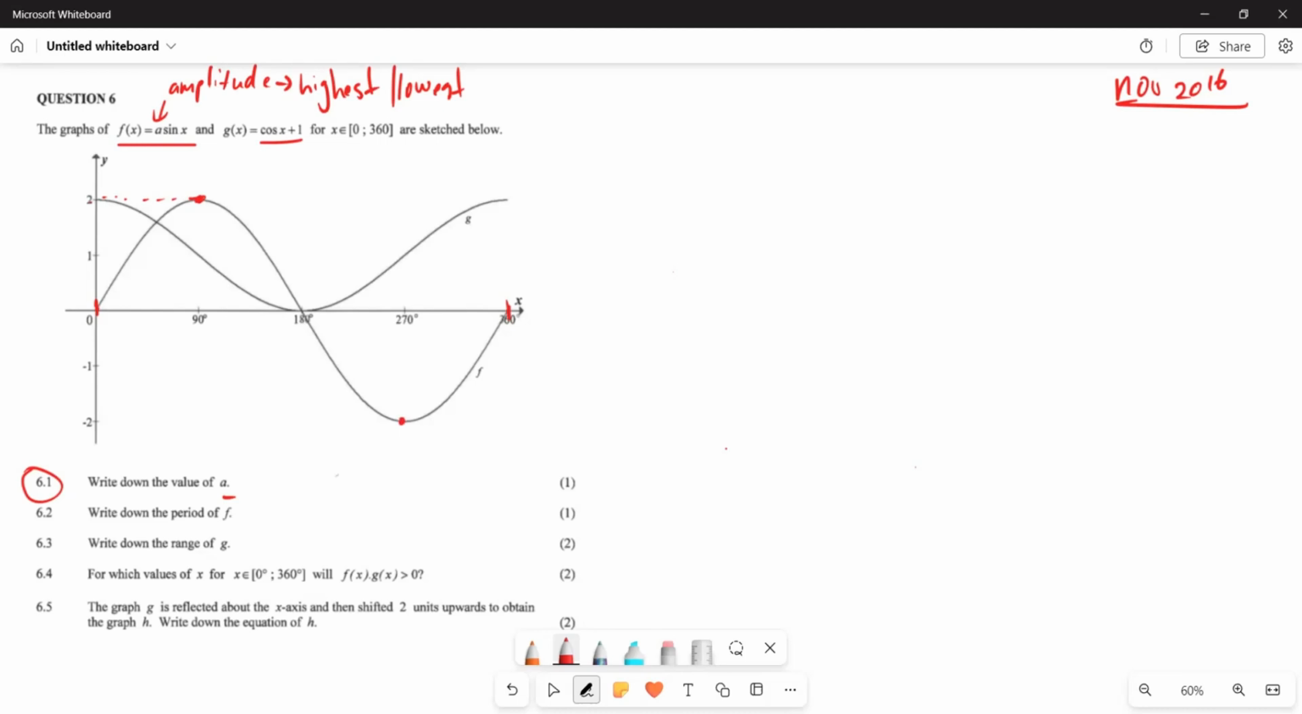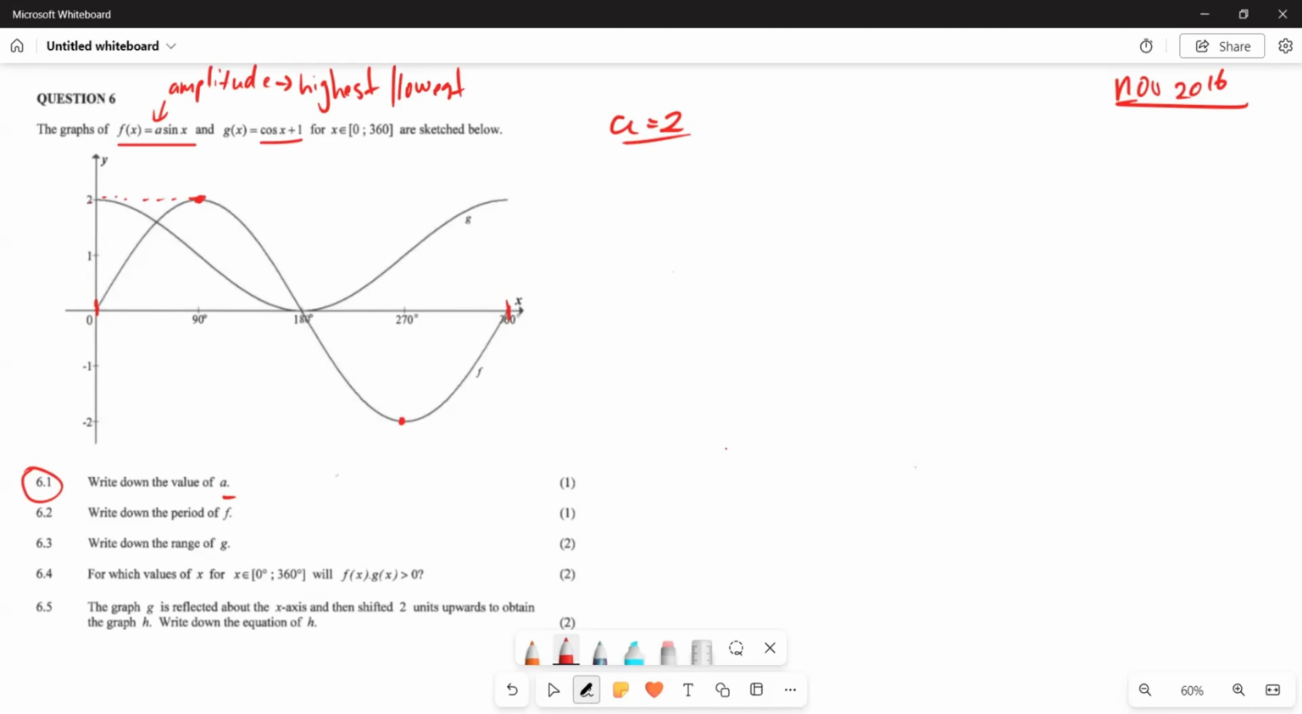So which means that the value of your A is going to be given by 2, because remember I said amplitude is always written as positive, even if, let's say, the graph was a graph of -2. When you represent your amplitude, you're going to say your A is equal to 2. Now let's look at 6.2.